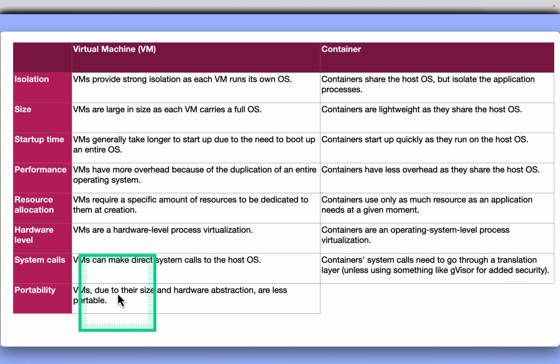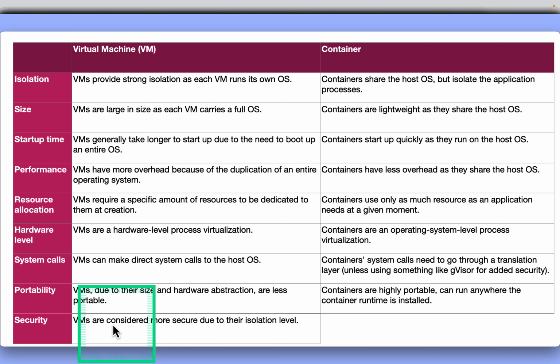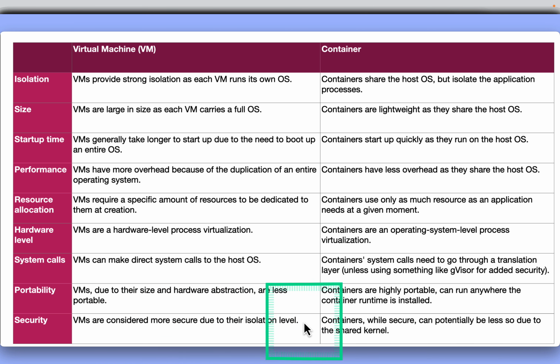Portability. VMs, due to their size and hardware abstraction, are less portable. Containers are highly portable and can run anywhere the container runtime is installed. Security. VMs are considered more secure due to their isolation level. Containers, while secure, can potentially be less so due to the shared kernel.